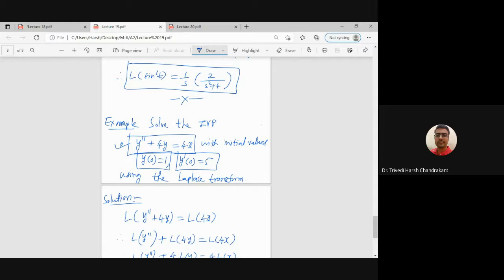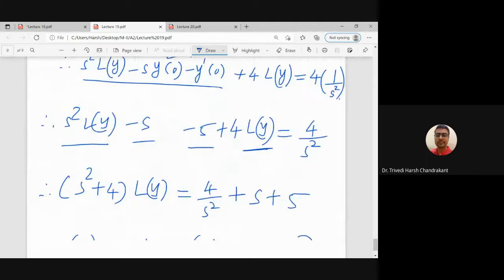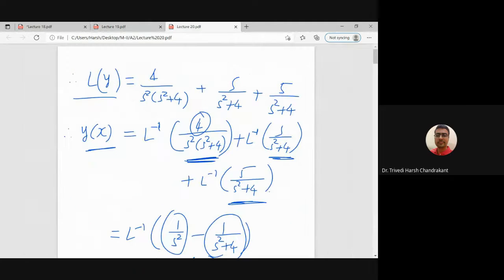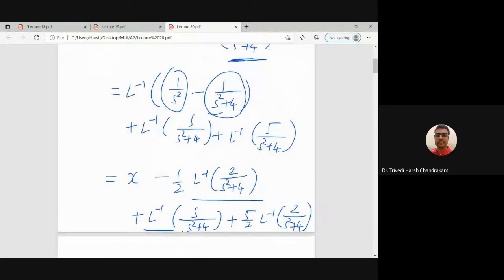But here, if we solve it with Laplace, then we don't need those methods. We can directly apply the Laplace transform of derivative and the Laplace transform of sine and cosine terms. Okay, so this is the one problem which I wanted to discuss regarding the Laplace transform of the initial value problem.